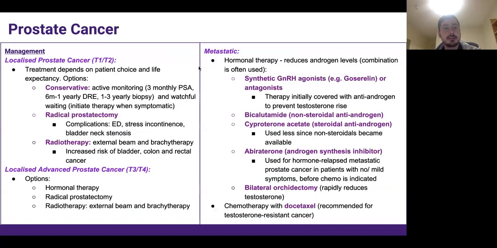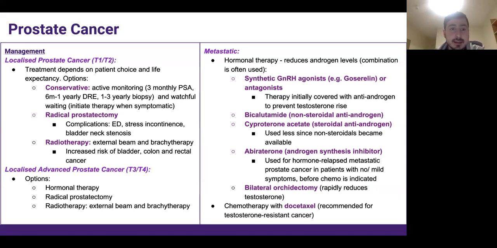How do we treat it? If it's a T1/T2, a localized one, there is an element of active monitoring. So this is regular PSA, regular DRE examinations, and maybe a biopsy if the patient would prefer every couple of years. But if there are complications, you might want to do surgery, but this is rare because prostate cancer can be very slow growing. If it's not metastatic, but it's locally advanced, so it's more high risk, you want to remove the prostate with a radical prostatectomy.